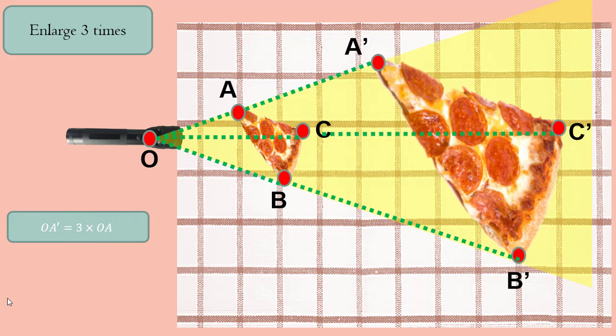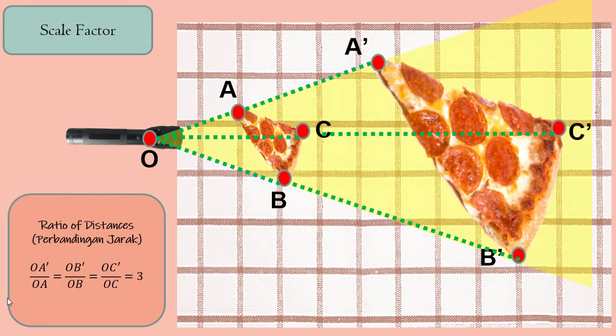So that means OA' is equal to 3 times OA. OB' is equal to 3 times OB. And then OC' is equal to 3 times OC. Or we can find the ratio of the distances, which is OA' over OA equals OB' over OB equals OC' over OC equals 3. So this is what we call the scale factor.